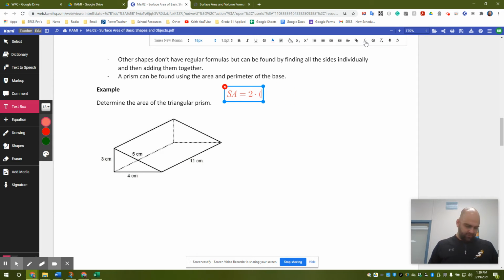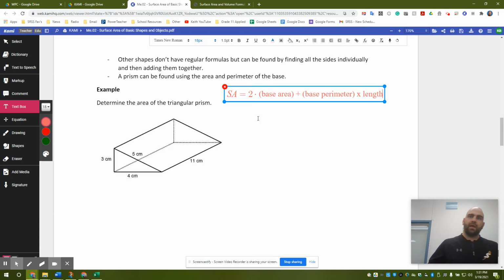Plus the base perimeter times the length. Okay, so surface area is 2 times the base area plus the base perimeter times length. So in this case right here, we have a triangular prism which has the base of a triangle. That triangle is a 3x4 triangle.